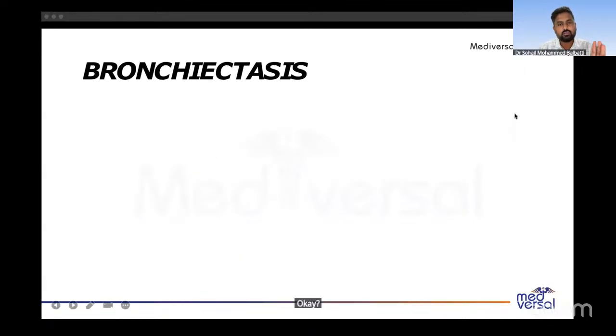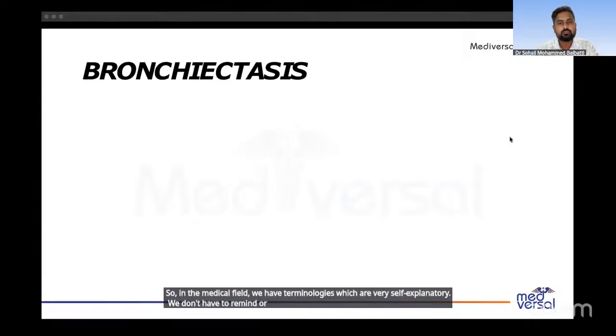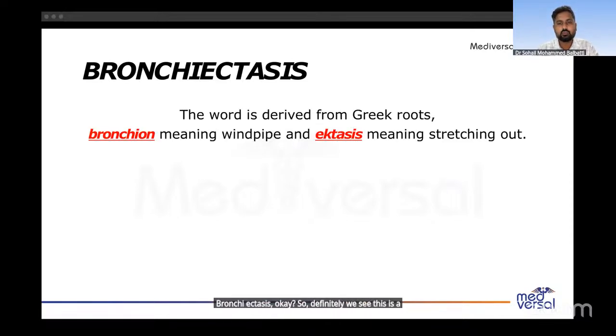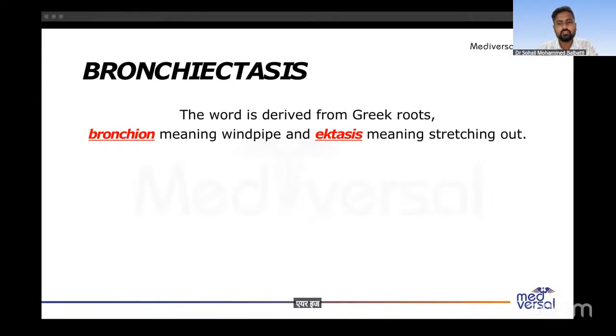Okay. So coming to the topic of the day, bronchiectasis. In the medical field, we have terminologies which are very self-explanatory. We don't have to memorize facts or ratify the definition. Just split the word bronchiectasis. This is a Greek word. Most of our medical terms are derived from Greek roots. Bronchion means windpipe, and ectasis means stretching out. So the self-explanatory word tells that it is a stretching of the bronchi.